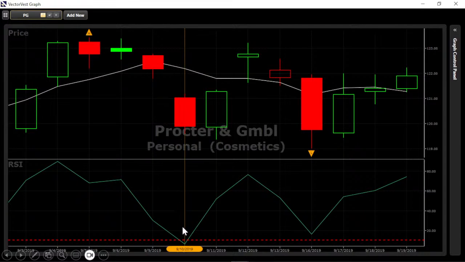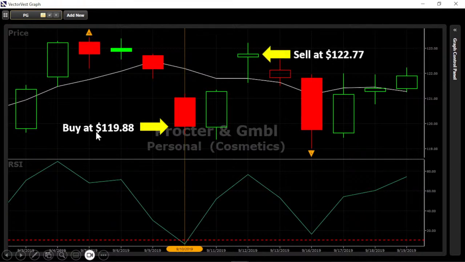Price below the 5-day moving average, 2-period RSI below 10. You buy there at roughly 119.88. You sell, nice quick gain there in just 2 days, 122.77. That's another winning trade.